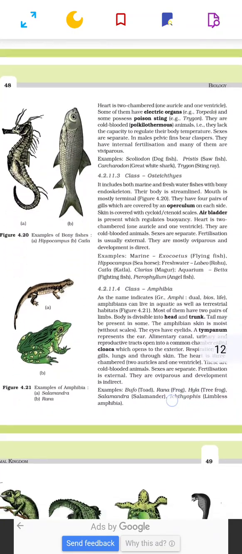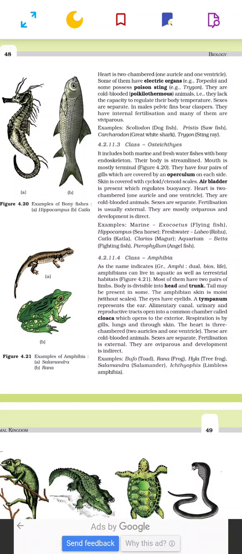Class Amphibia. As the name indicates, amphi-bios means dual life. Amphibians can live in aquatic as well as terrestrial habitat. Most of them have two pairs of limbs. Body is divisible into head and trunk. Tail may be present in some. The amphibian skin is moist without scales. The eyes have eyelids. A tympanum represents the ear.